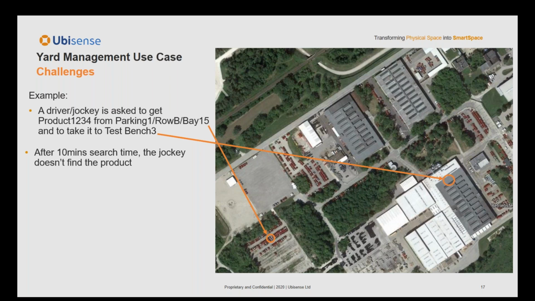After 10 minutes, if he is an IoT connected jockey or driver, he will send information through his tablet or his device to the system saying he couldn't find a product, and he will go to find another one. If he's not connected, he will have to go back to a fixed workstation and enter that he didn't find a product.